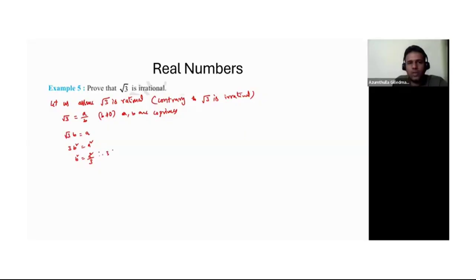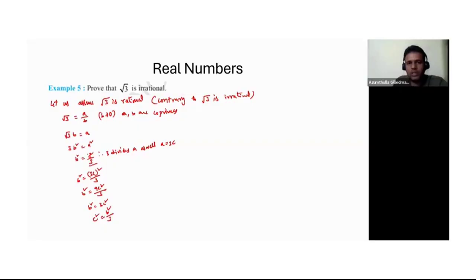Here, therefore, 3 divides a as well, right? So if a is divisible by 3, can I write a as 3c? I can write. In the earlier case, it was 2c because it was divisible by 2. So now b square I can write as 3c whole square by 3. So b square is 9c square by 3. That is b square equal to 3c square. Then can I write c square as b square by 3?